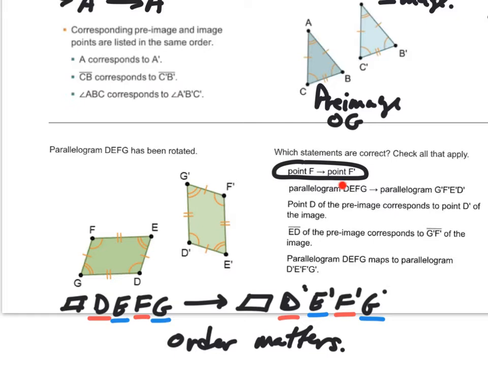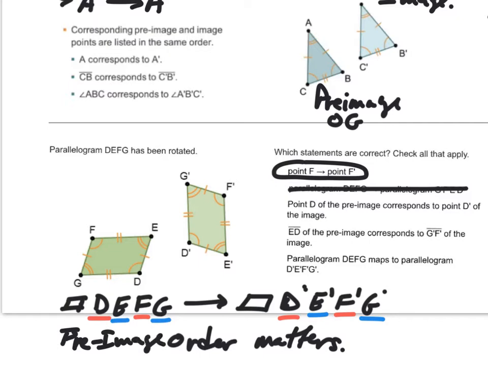Then it says parallelogram DEFG maps to parallelogram G prime, F prime, E prime, D prime. That is not true, okay? We want to show that D corresponds to D prime. That's why we put D prime as that value. So this is false. It says point D on the preimage corresponds to point D prime of the image. And again, let me write that in here, that this is the preimage.